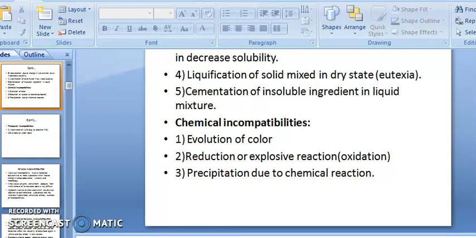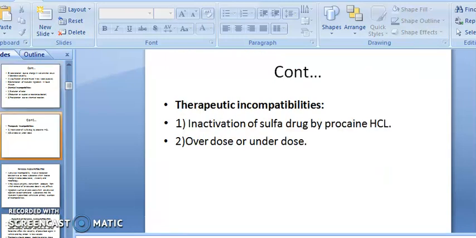A reduction-oxidation reaction takes place during the formulation of your preparation. There is a precipitation due to the chemical reaction. Precipitation may occur because of the chemical reaction that takes place.